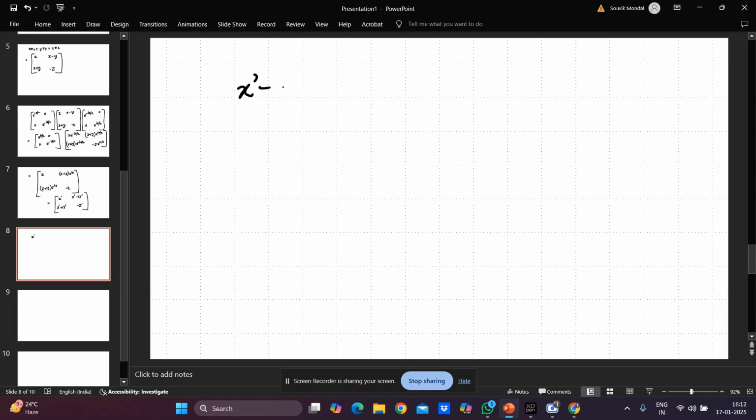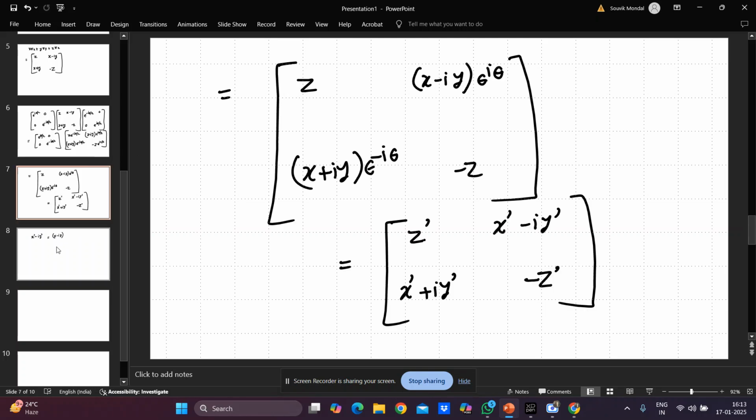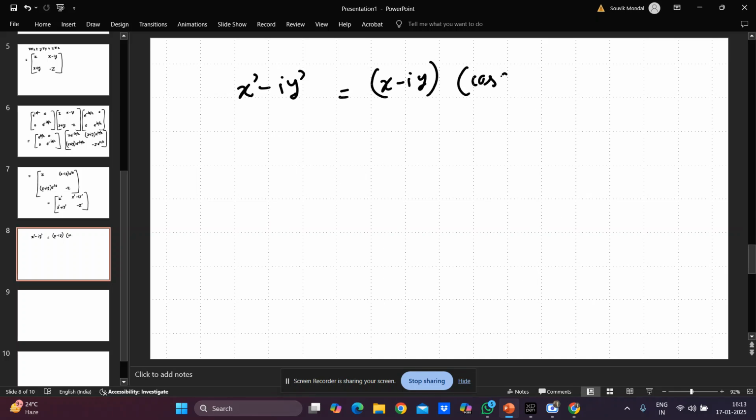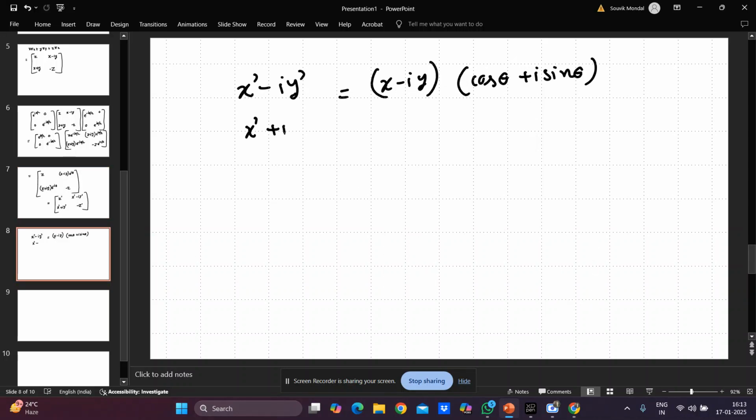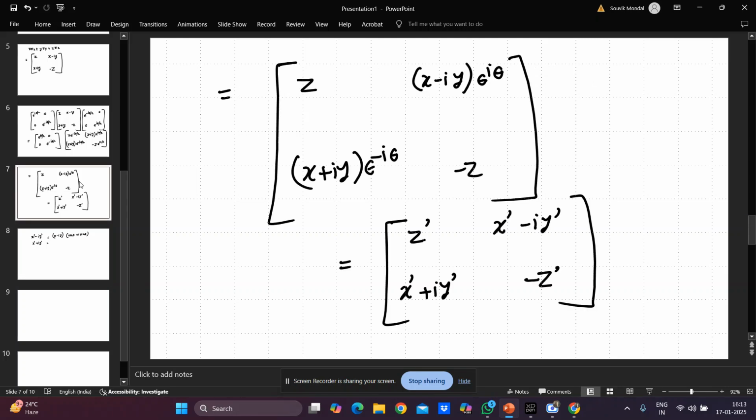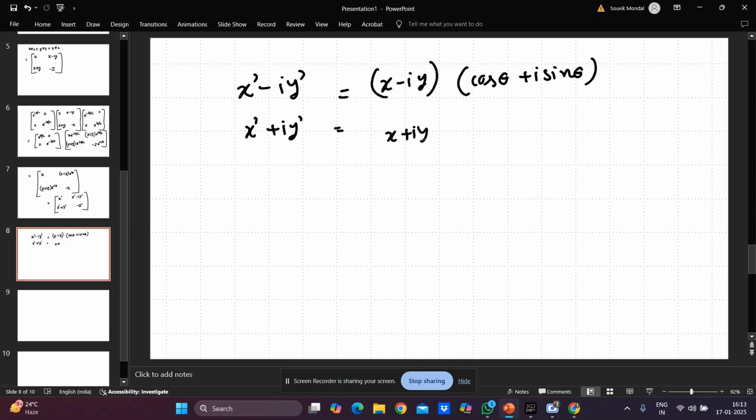That is, x prime minus iy prime is your x minus iy into e to the power i theta, that is cos theta plus i sin theta, and x prime plus iy prime is equal to x plus iy into e to the power minus i theta, that is cos theta minus i sin theta. Okay, now you can simply add these two to get x prime.